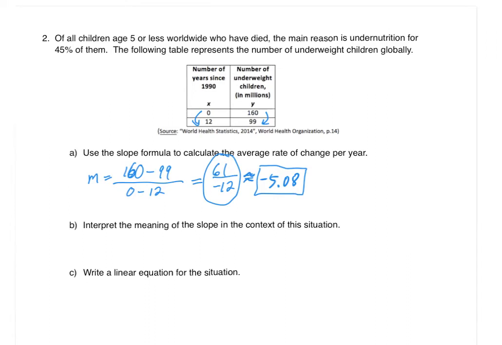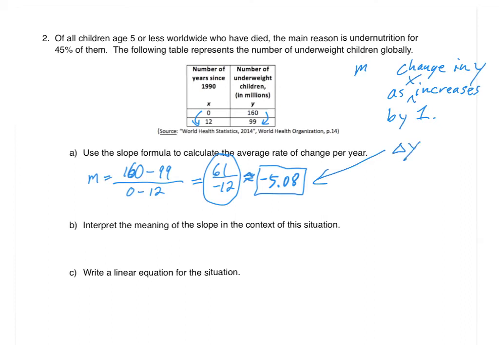But if you recall in a previous lesson, another way to think about slope is it's the change in y as x increases by 1. So that negative 5.08 is a change in y. Let's use the delta notation from a while ago. It's the change in y as x increases by 1. Let's think about this. So what are your y values? Well, your y values are the number of underweight children in millions. So that means that this is a number of children, the negative 5.08. And that number of children is going down because it's negative.